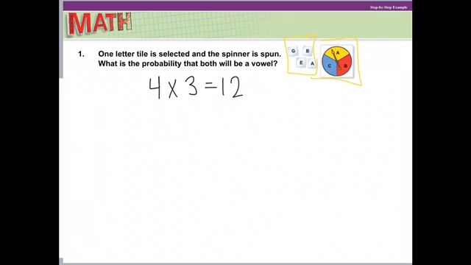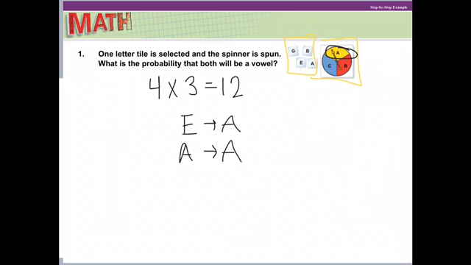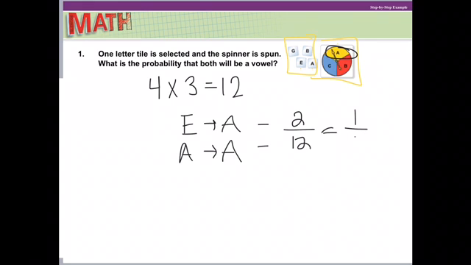Now, there are only 2 outcomes that contain only vowels. We know that those 2 outcomes are E with the letter tiles and then A with the spinner, because there's only one vowel in the spinner. And then the second outcome is the A with the letter tiles and then the A with the spinner. So that's 2 outcomes out of 12, which we can simplify into 1/6. So the probability that both will be a vowel is 1 out of 6.